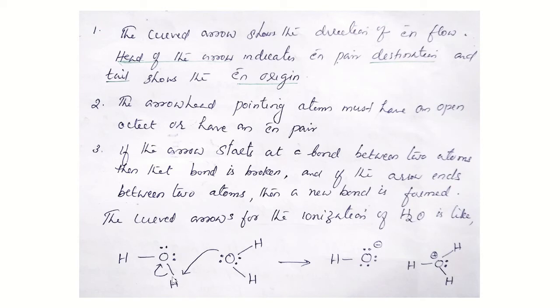Here you can see this O-H bond is completely broken and this hydrogen is getting free. That is, this bond is coming back to this oxygen, giving it two more electrons, and these two electrons are flowing towards this hydrogen. The oxygen that attains two more electrons will get a negative charge.